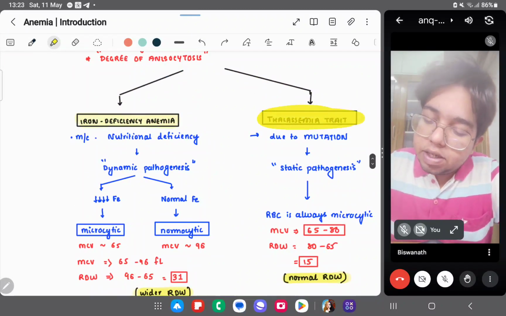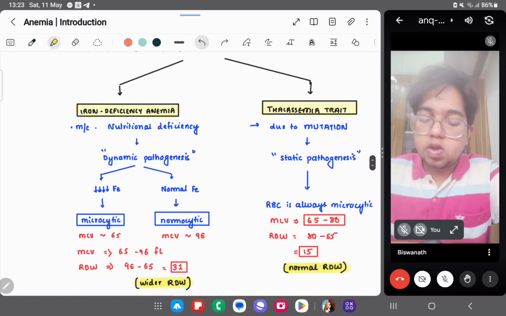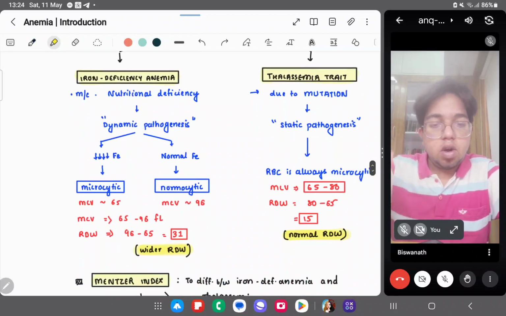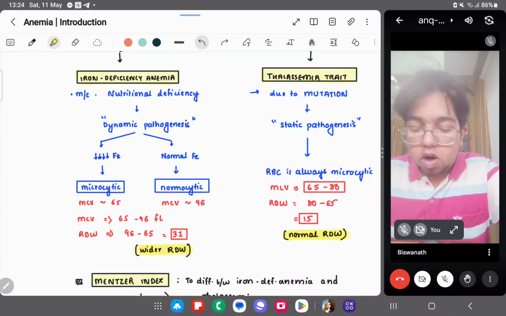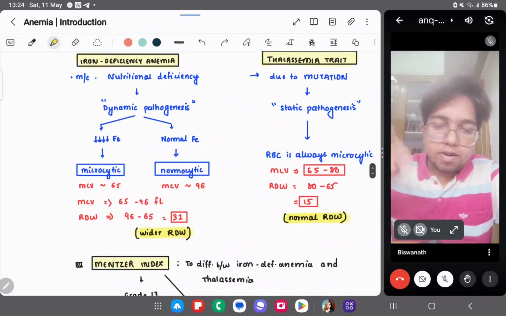After that, let's talk about thalassemia trait. Thalassemia trait is due to mutations, so it has a static pathogenesis. You can't alter the mutations to higher or lower levels, right? So the RBC is always microcytic. It is not that we have a normocytic RBC. It will always be microcytic.